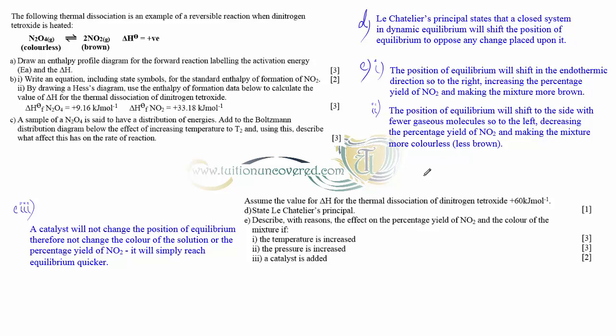Part 3, adding a catalyst will not change the position of equilibrium, so it will not change the color. Whatever concentrations of these two you have, it's going to stay there. It simply reaches the equilibrium quicker. Hopefully all of you got those marks well and you've compared your answers. The Q&A video for this section has a lot more questions for you to practice with. Good luck.